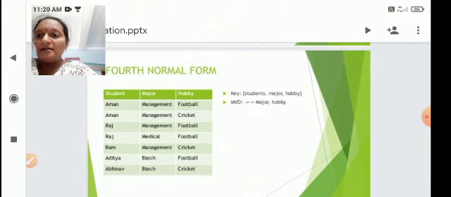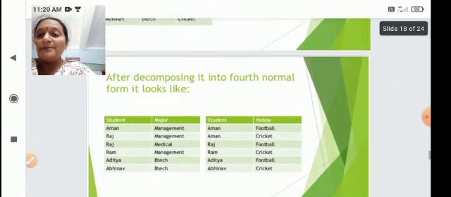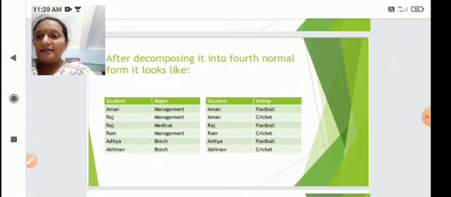So we have student, major, hobby. We have three columns in one table, and all three attributes are taken as keys. The multi-valued dependency attributes are major and hobby. After decomposing into fourth normal form, we have a student, major table and a student, hobby table.